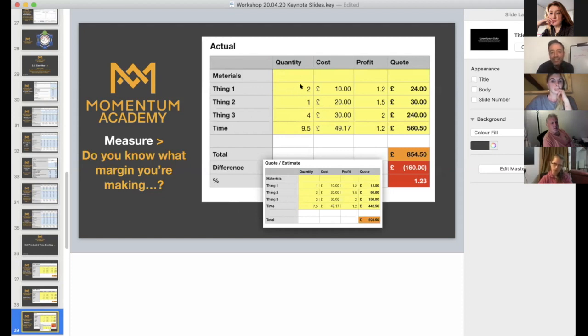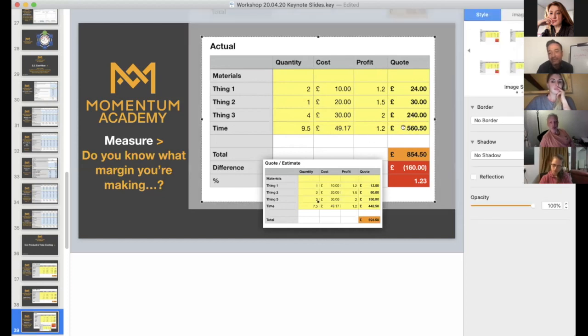I needed actually 2 of those things, so it wasn't £12, it was 24 quid. But I only needed 1 of these other things, and I thought I was going to earn 60 quid from that; I actually only earned 30. And I actually needed 3 of these things here, and that cost an awful lot more than I was expecting. And oh, hell, it actually took me 9.5 hours, and therefore it costs this amount of money.